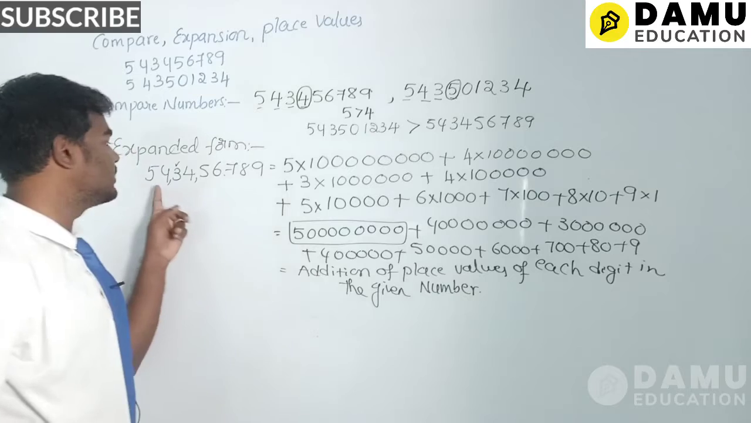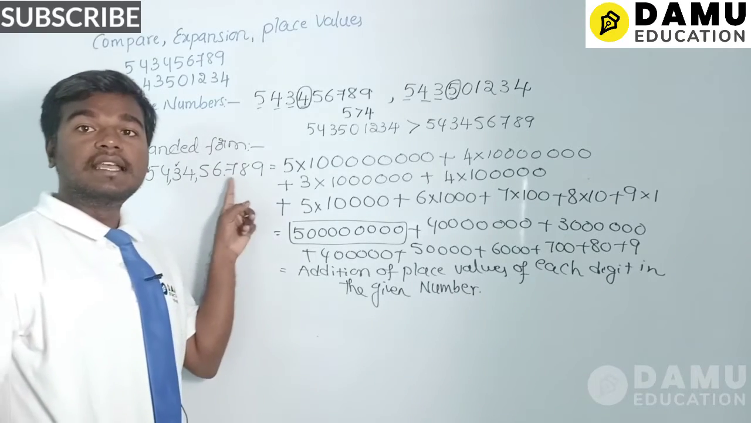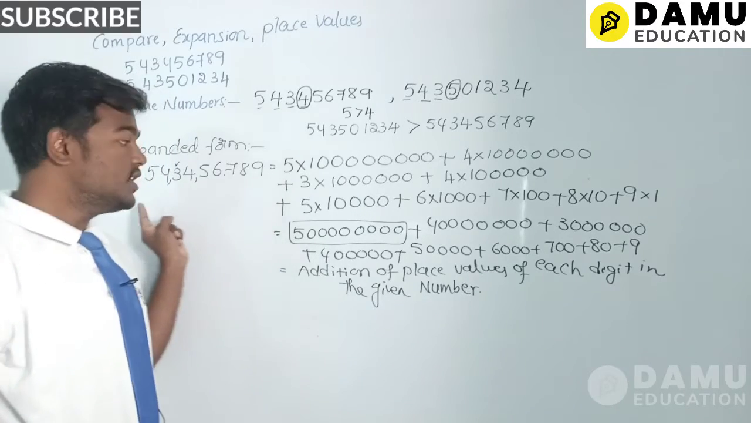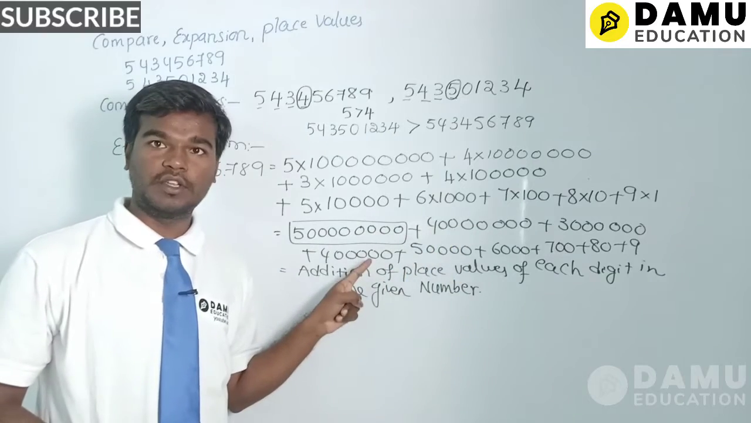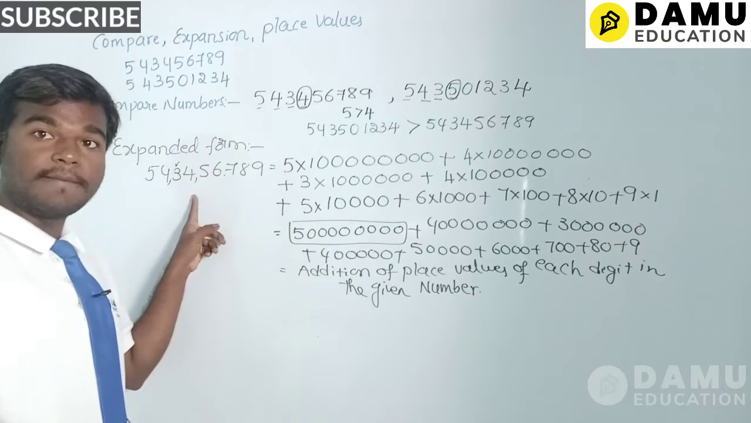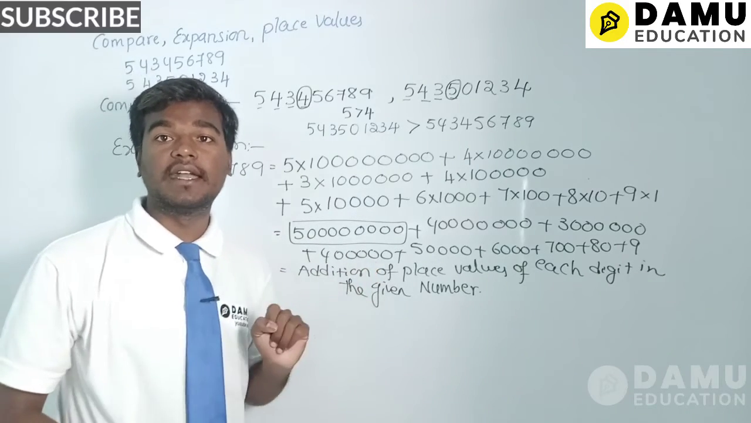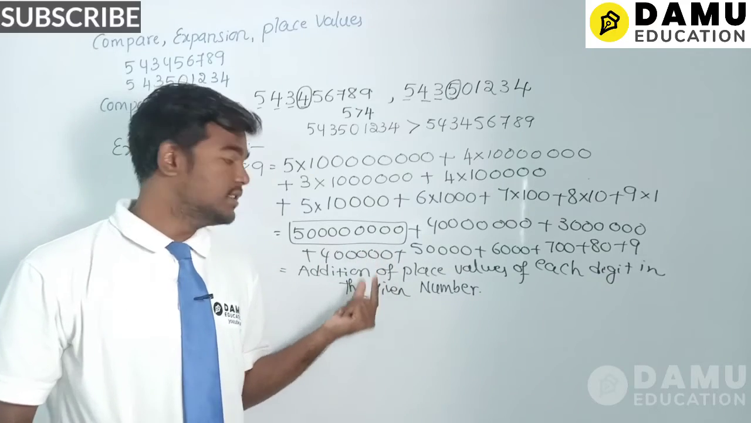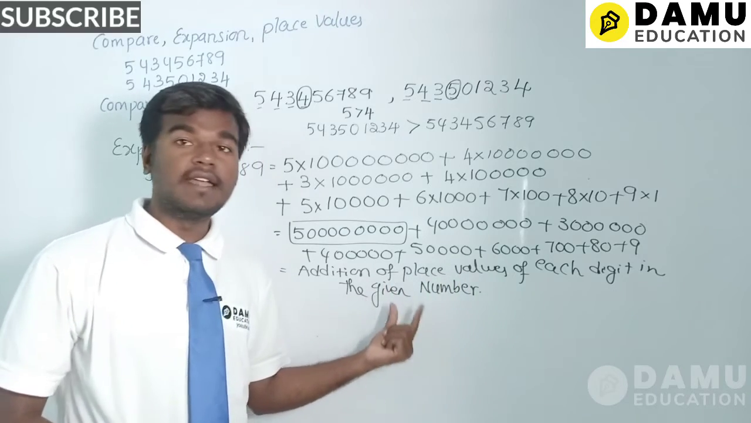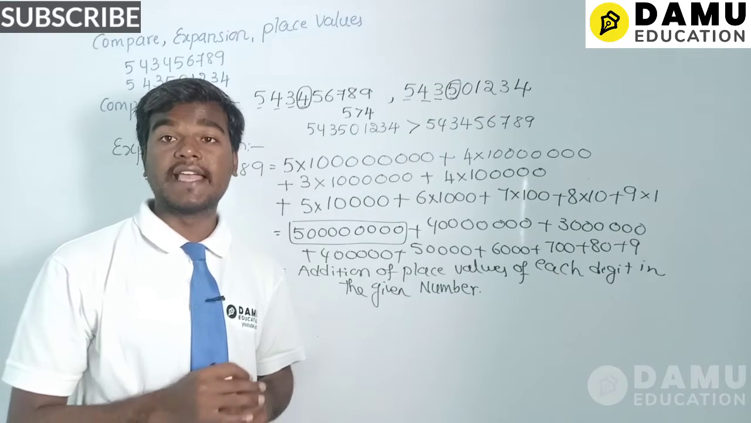So this is the given number, that is 54 crores 34 lakhs 56,789. For that, each digit's place value we add together. If you add all the place values of each digit in the given number, then what we are getting here is the expanded form, correct? What is the expanded form? It is the addition of place values of each digit in the given number. If you express it like this, then you can get the expanded form.